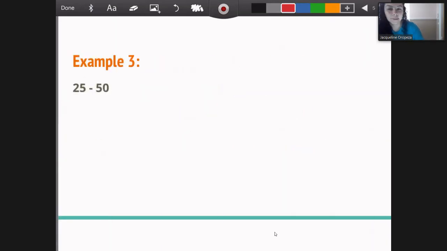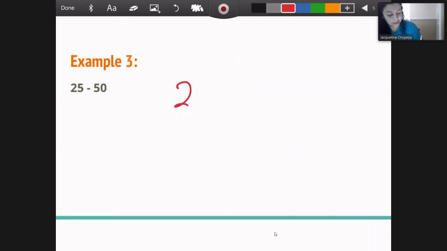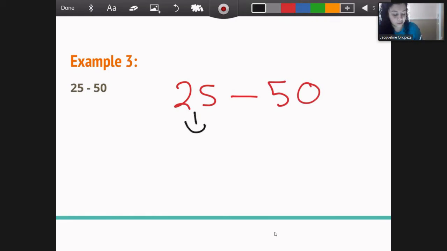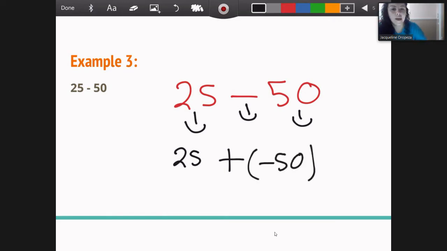Go over another example. If I have 25 minus 50. Again, I have subtraction, so I change it to addition by keeping my first number the same, changing subtraction to addition, and changing my second number to its opposite. Here, my second number is 50, so it's a positive 50. The opposite of a positive 50 is a negative 50. So now I have 25 plus negative 50.